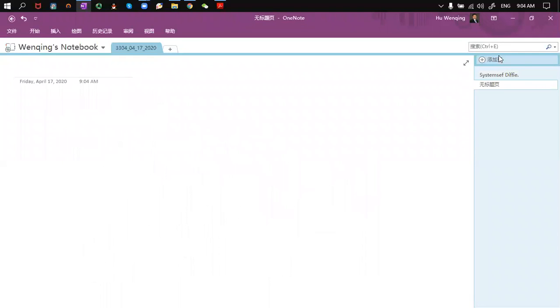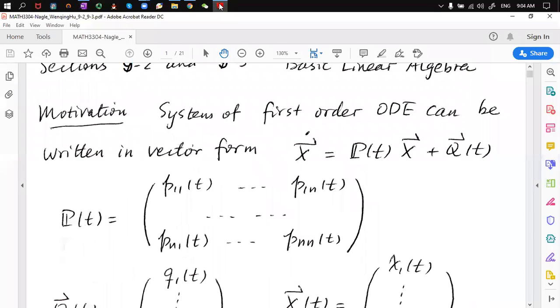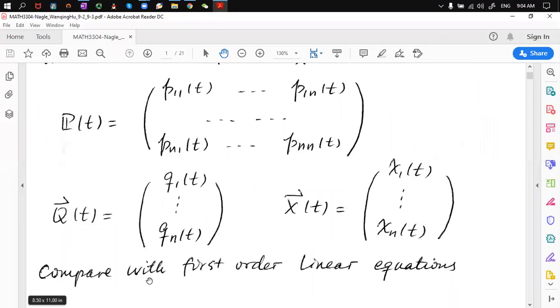That means you would like to understand better vectors and matrices. This is a part of mathematics in algebra which we are going to call linear algebra. That's the topic we would like to cover for today's lecture. So what's linear algebra?